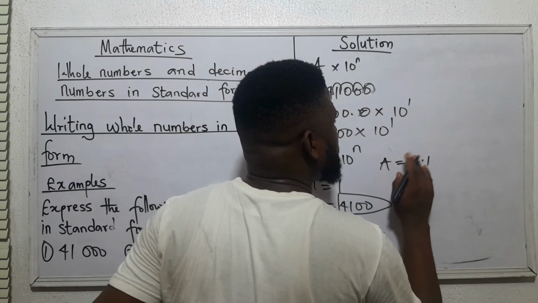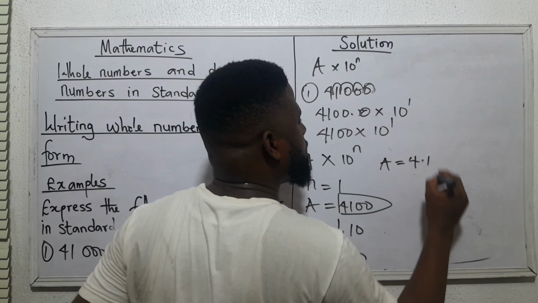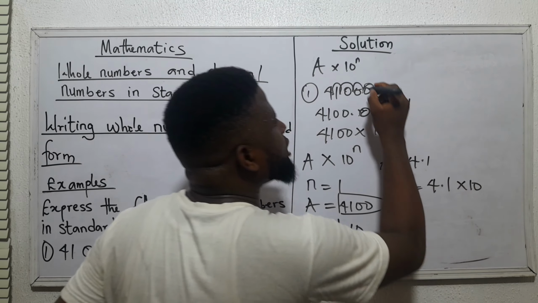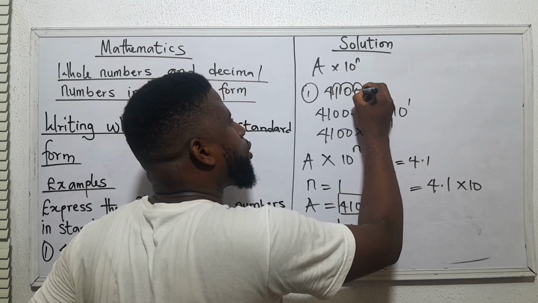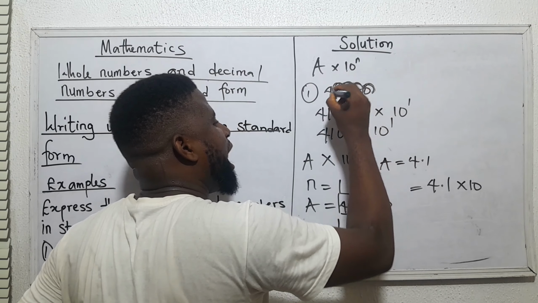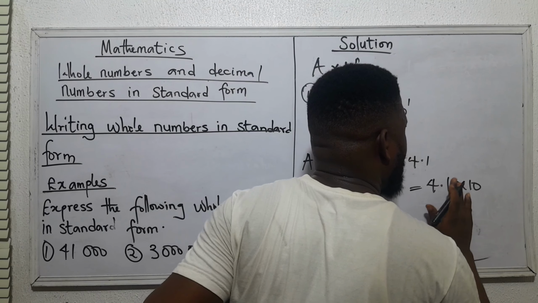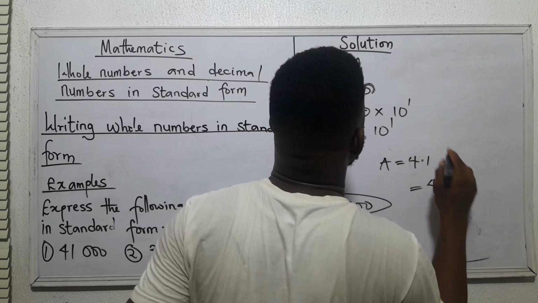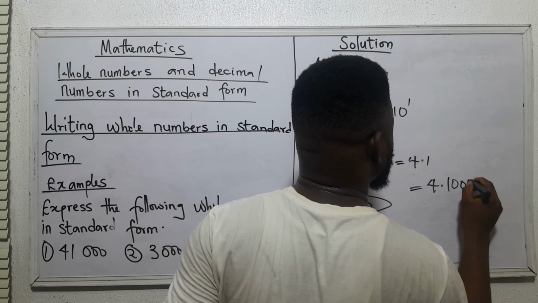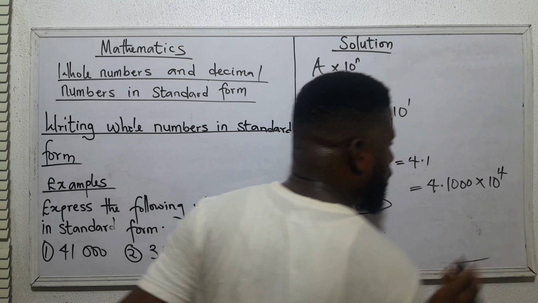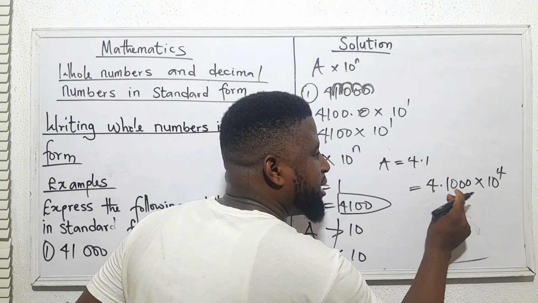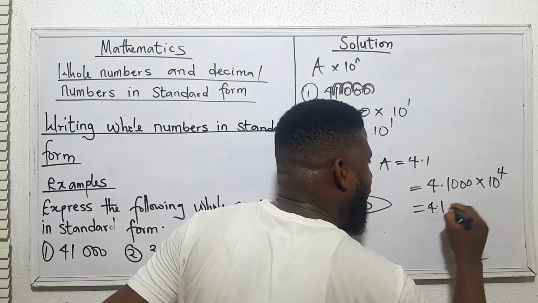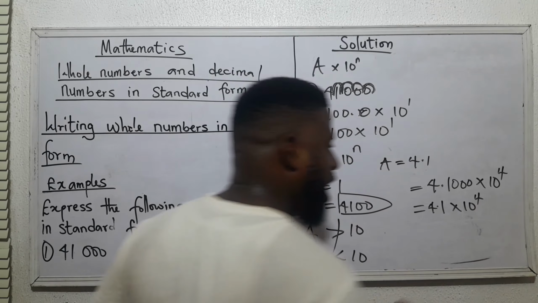So we now have 4.1 times 10 raised to power. How many times did we shift backward? 1, 2, 3, and 4. That's 4.1000 times 10 raised to power 4. The zeros after a decimal point are inconsequential, so we have 4.1 times 10 raised to power 4.